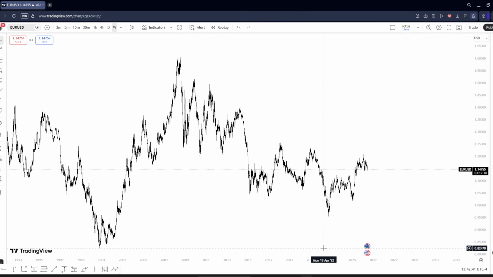This will be a quick breakdown on the euro trade. Before I start, this is not financial advice. This is monitoring and explaining price action as it is right now.